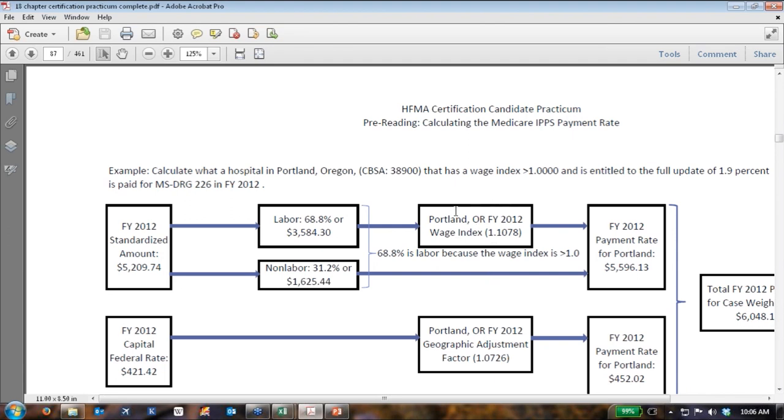Now, what determines this wage index? It's a core-based statistical area, CBSA, that maybe is dependent on the census data or other information by the economists in this world that measure these things.